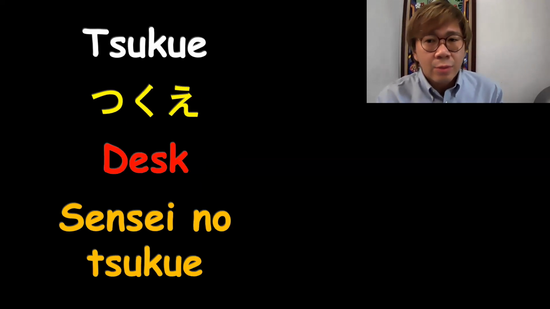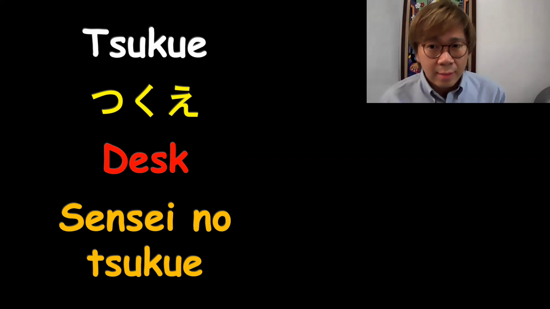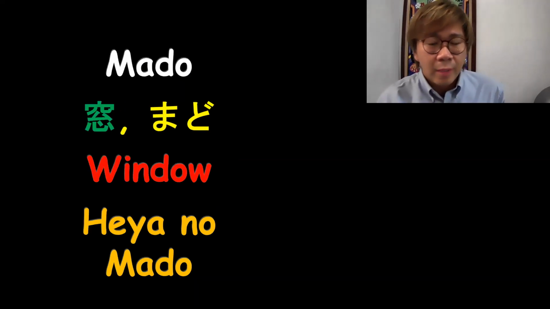Next, tsukue. Tsukue. That's desk. Sensei no tsukue desu. Okay. Sensei no tsukue desu. So that's desk. Okay. So desk is different from teiboru or table, right? Desk is a little bit smaller. So in table kasi mas malaki. Or teiboru. Next. Mado. Mado is window. Heya no mado. So that's the room's window.